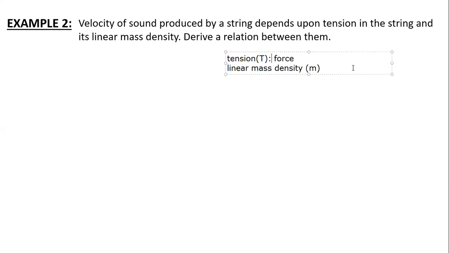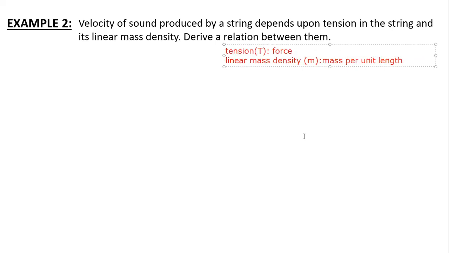Linear mass density is nothing but mass per unit length. So now it will be easy for you to get the answer. Tension means force. Assume it as capital T. Linear mass density means small m, which represents mass per unit length. Tell me the relation.